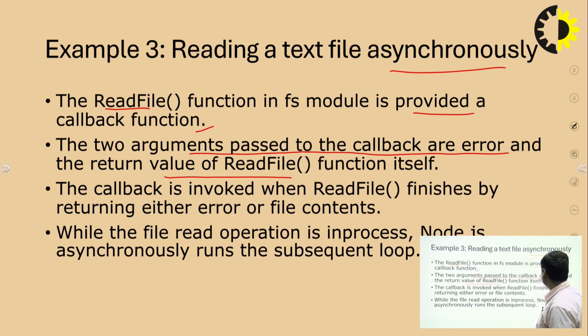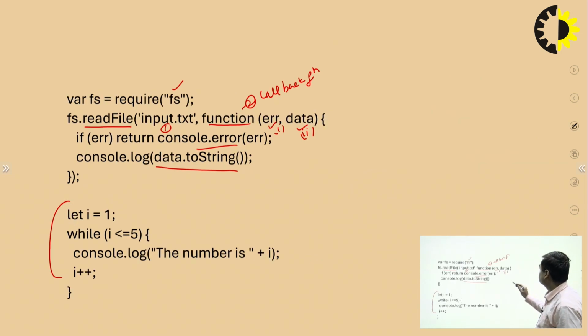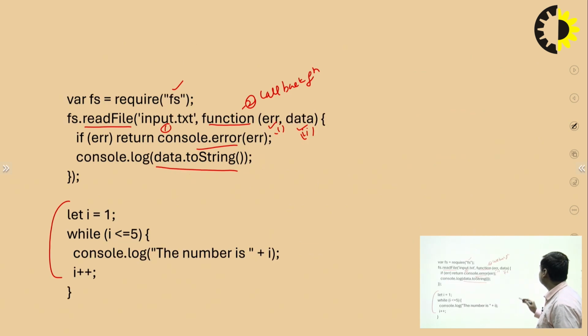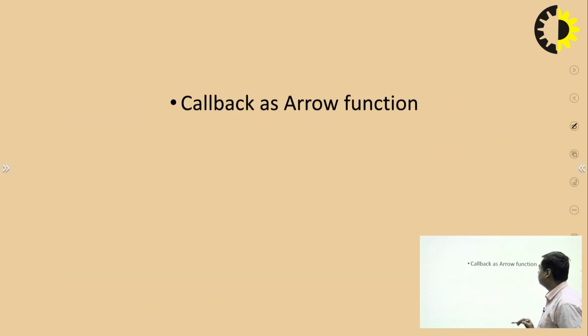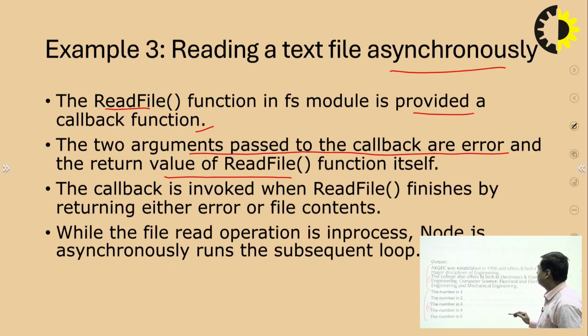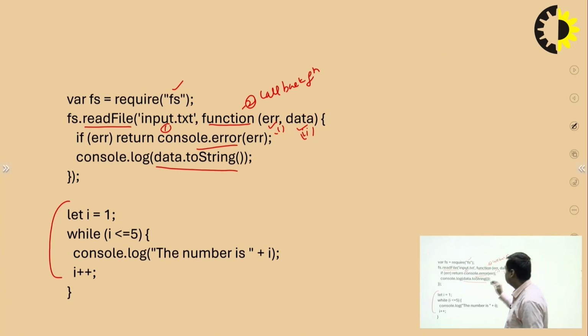Now the first argument in the callback is an error. The second argument is the return value of readFile, that is the data. We are storing the data, that is the content of input.txt file, and then we are displaying the content with the help of console.log, that is data.toString.